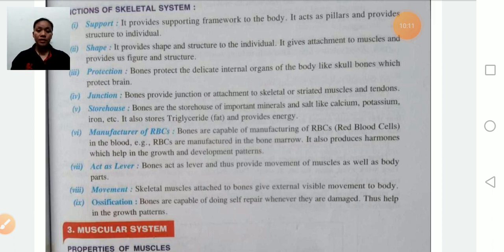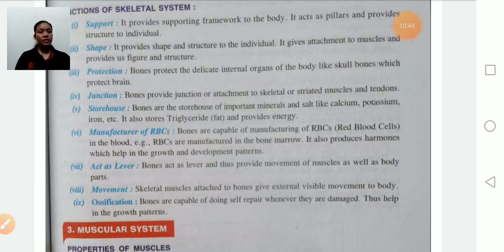Manufacturing of red blood cells. Bones are capable of manufacturing red blood cells in the blood. For example, the red blood cells are manufactured in the bone marrow. It provides hormones which help in growth and development patterns. Bones help in the manufacturing of red blood cells, and red blood cells help in the growth and development of the human being.